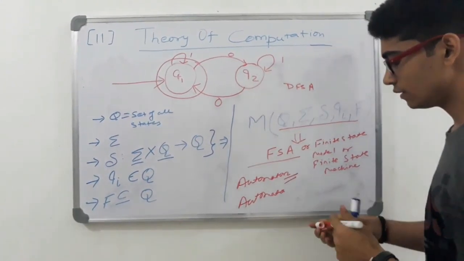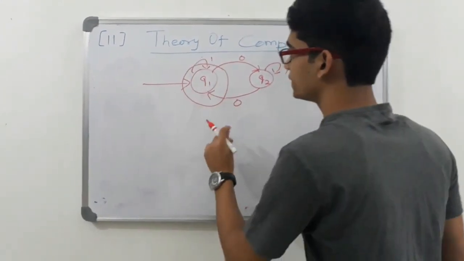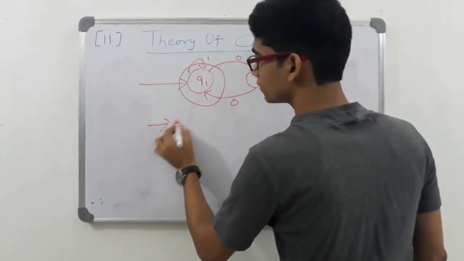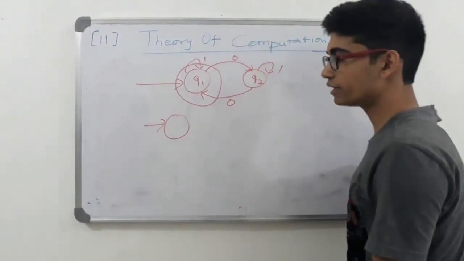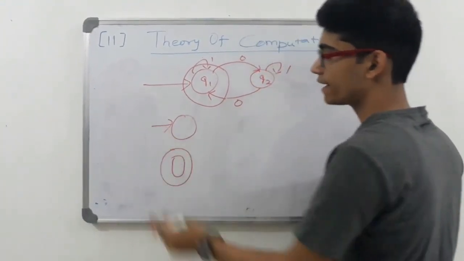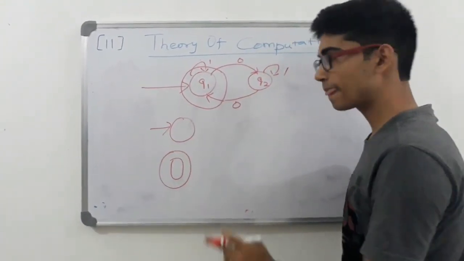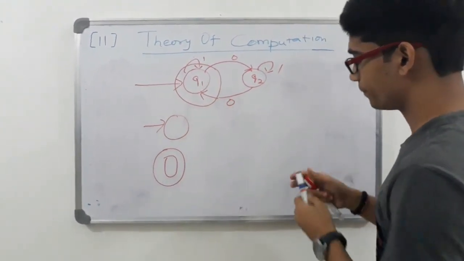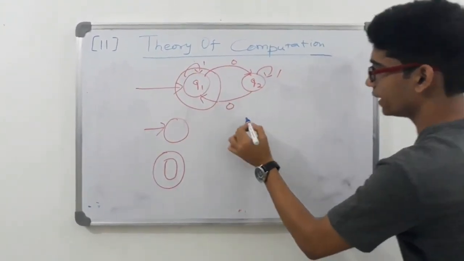Okay, now let us move on. Okay friends, so we saw this model. This is the start state, denoted this way, and the final state is denoted this way, and we characterized all those 5 tuples. Now let us draw the transition table. This is what a transition table will look like.